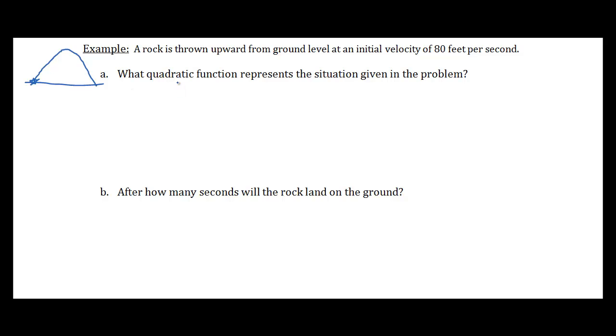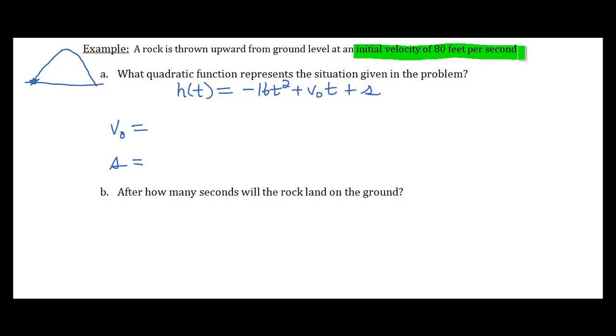Well, hopefully we've memorized the general formula for a projectile motion problem. And it's this formula here, okay? Our goal is to figure out what V0 is, the initial velocity, and what S is, our initial height. Well, they give us the initial velocity in the problem. It says the initial velocity of 80 feet per second. All right, so V0 is going to be replaced by 80.